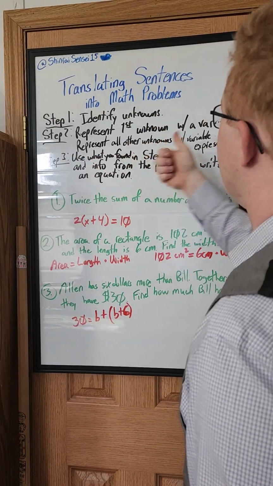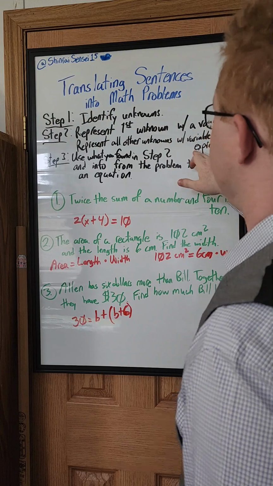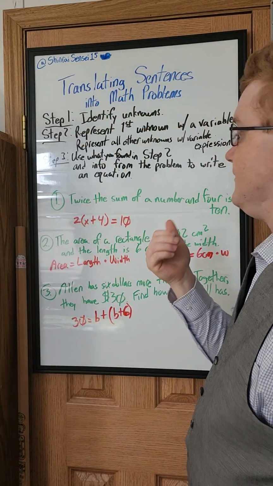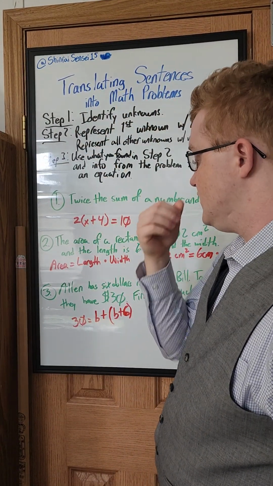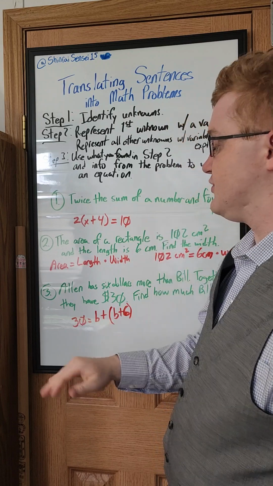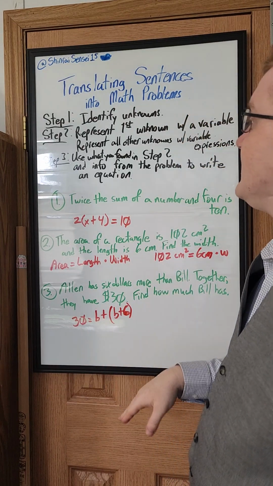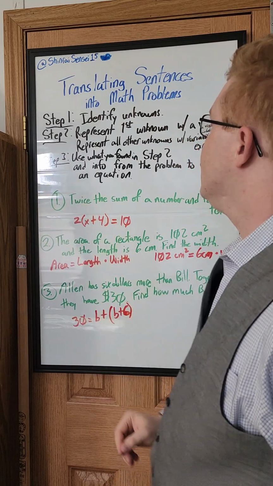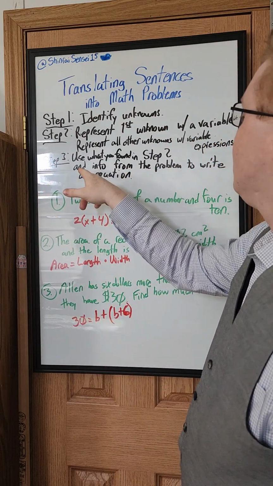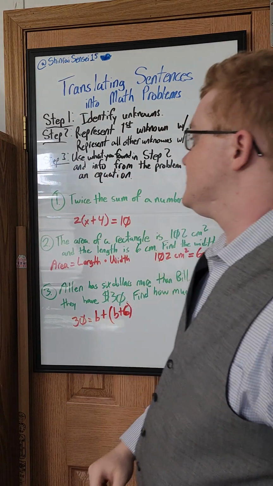Any other unknowns, though, you'll represent with variable expressions, right? So how that variable relates to something else, which will be demonstrated in the third example, but I'll explain that when we get to it. And in step 3, use what you found in step 2 and information from the problem to write an equation.